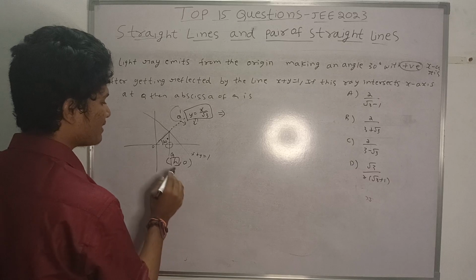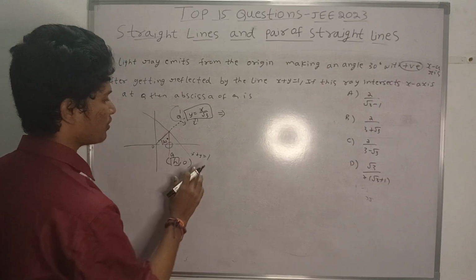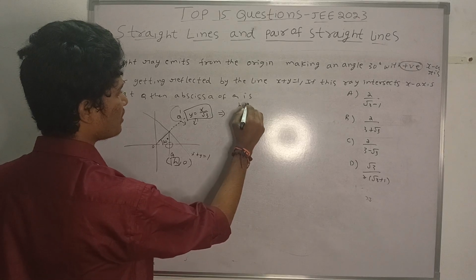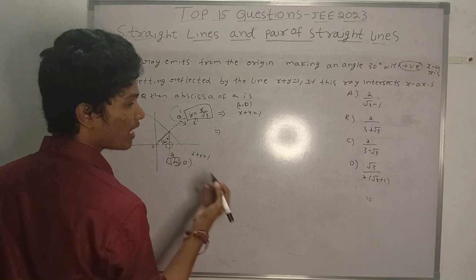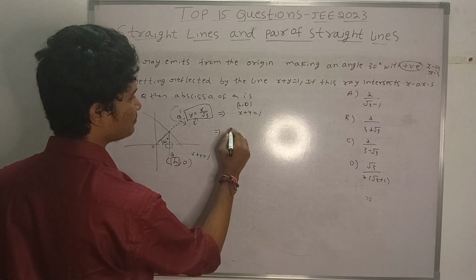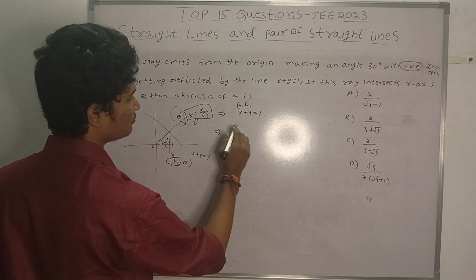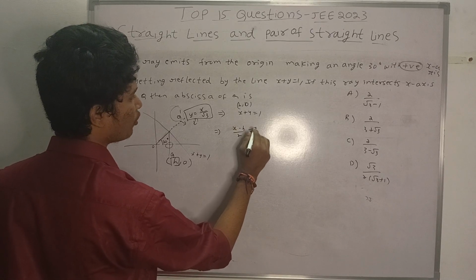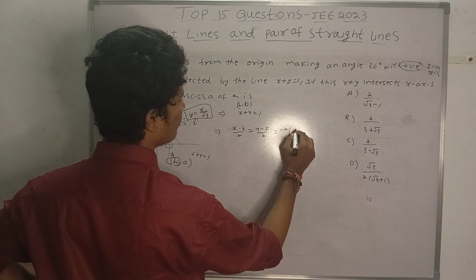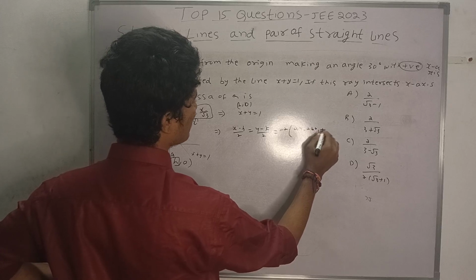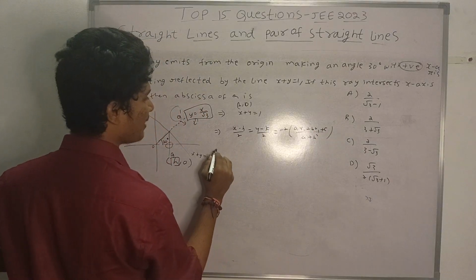So how can we get this? h comma 0 is the point, and from this point we have to find the image in this line. So h comma 0 is the point and the line is x plus y equal to 1. So how can you get the image? That is, x minus h divided by 2 equal to y minus k divided by 2 equal to minus 2 of ax1 plus by1 plus c divided by a square plus b square. Basically this is a formula to find the image.